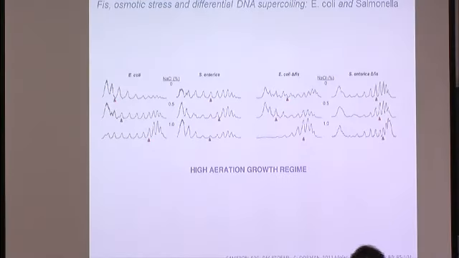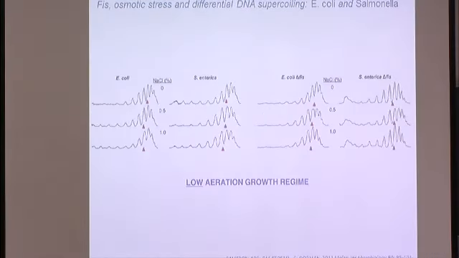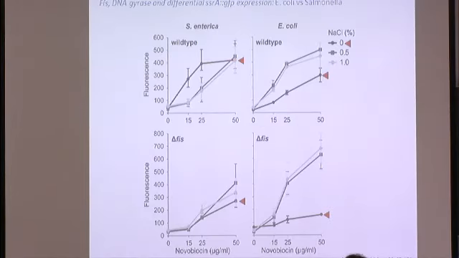Interestingly, if we change the growth conditions by one more parameter, so this is a standard set of growth conditions of high aeration. If we use low aeration conditions, which are the sorts of conditions that obtain during infection, for example, of the small intestine epithelium, what you find now is that E. coli and Salmonella become indistinguishable both for the wild type and for the FIS mutant. So we're able to manipulate the global superhelicity in these species genetically and environmentally.